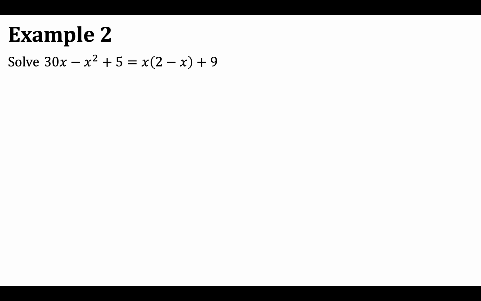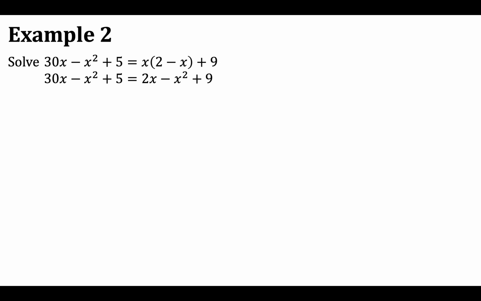Okay, welcome back. So let's look at example 2. So we've been asked to solve 30x minus x squared plus 5 equals x bracket 2 minus x plus 9. So I suppose the left hand side might look quite similar to the previous example, but the right hand side you can see that there's a bracket there. So that is very slightly different. Now we know how to expand single brackets, so we can easily do that on the right hand side. So when we do that, left hand side is staying the same, right hand side is 2x minus x squared plus 9.